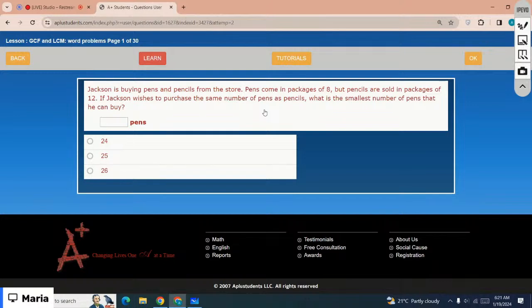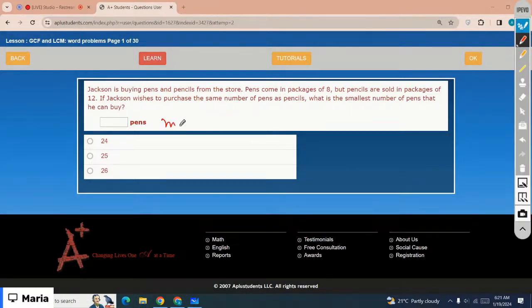So you have to look for the smallest number, right? That means you need to calculate the LCM of 8 and 12. So for the LCM, you have to write down the multiples of 8 and 12. Multiples of 8 are 8, 16, 24, 32. The multiples of 12 are 12, 24, 36, 48.